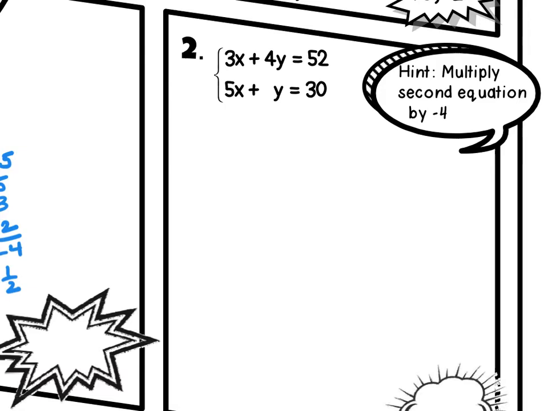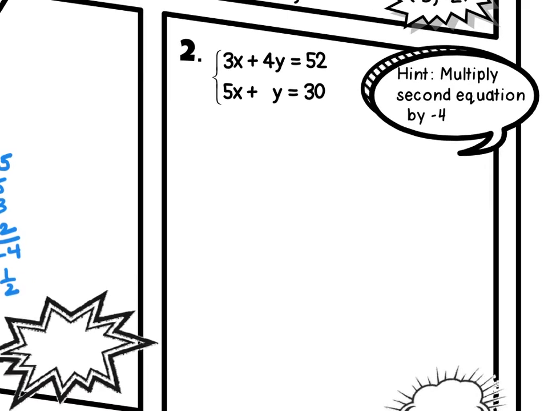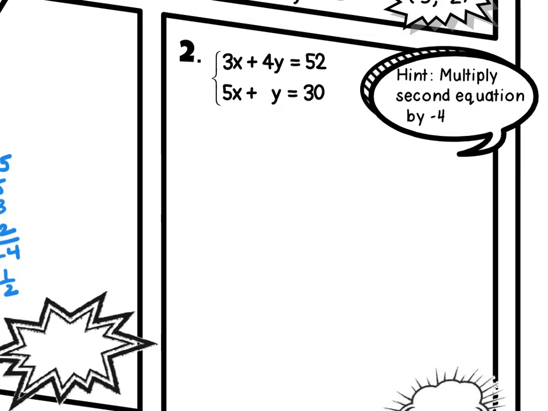There comes a time in which there's nothing that you can eliminate, but I do want to give you a hint. If you notice that these two here can almost eliminate. If I just had a negative 4 for that second equation, I could eliminate. Well, guess what? You can do that. You can multiply the second equation by negative 4.